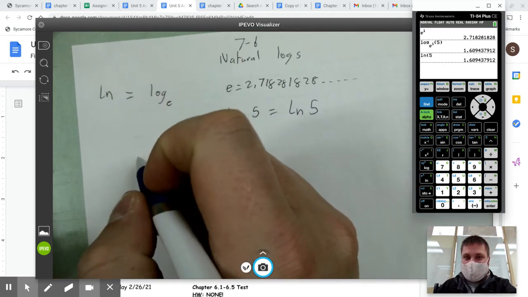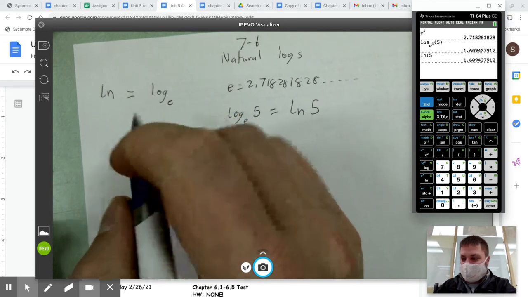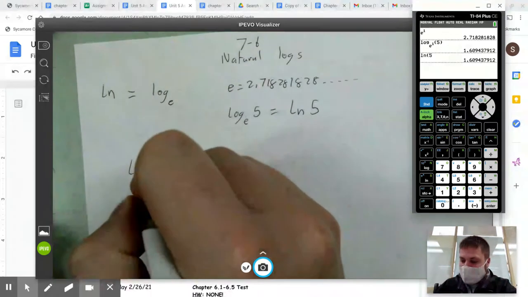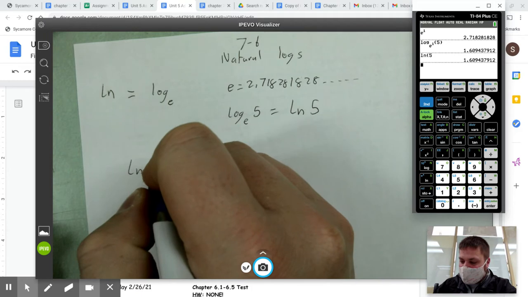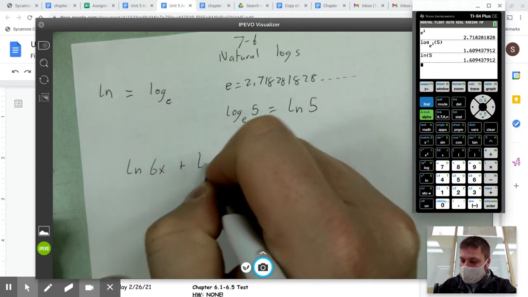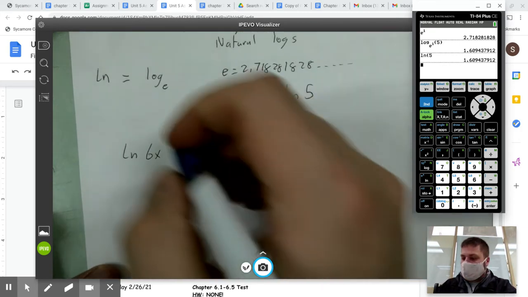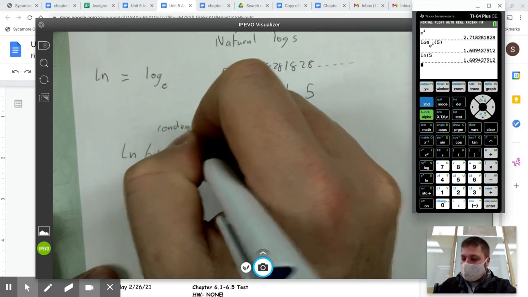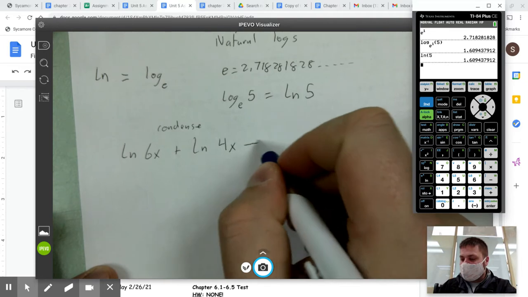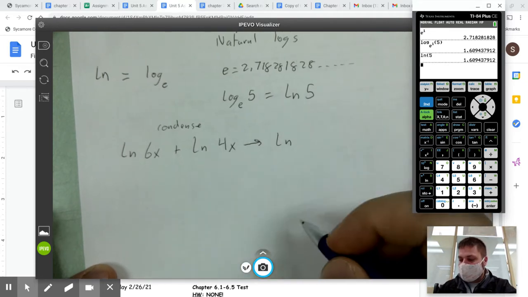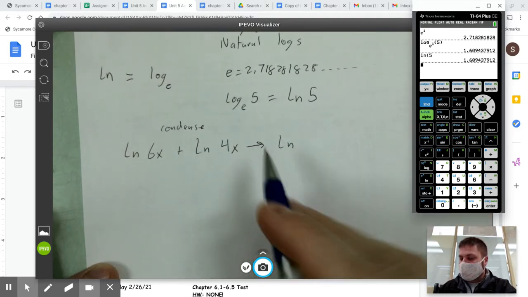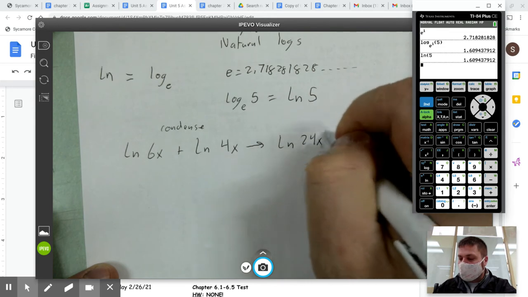Let's see how I can relate everything I know to the natural log. So let's say I have something like ln of 6x plus ln of 4x. And let's say that it said to condense or write as a single log. Remember, when I do that, addition just turns into multiplication. So that's ln of 6x times 4x, which is 24x squared.